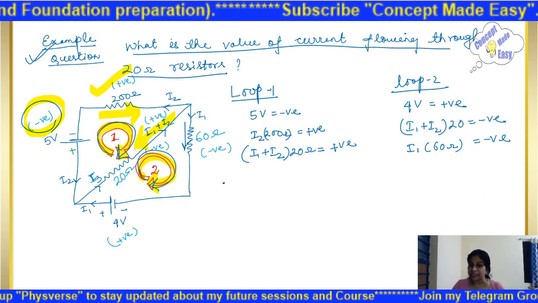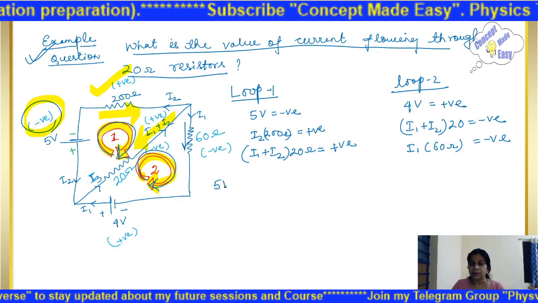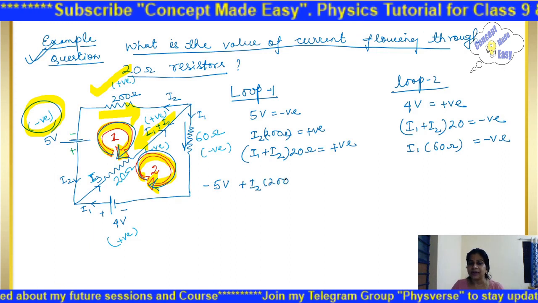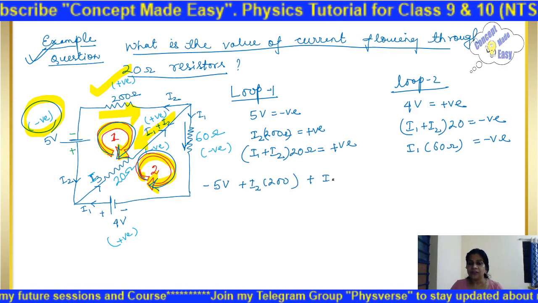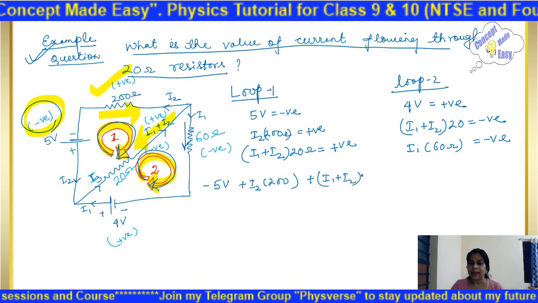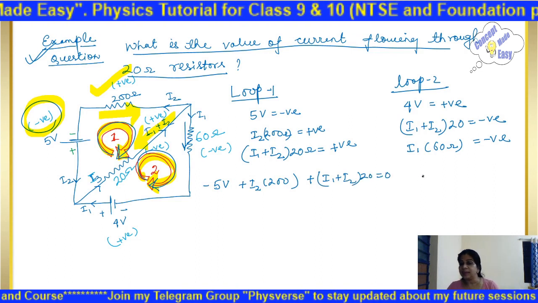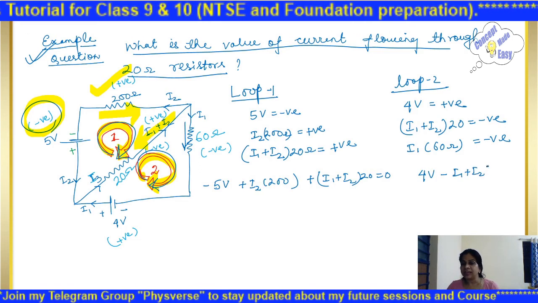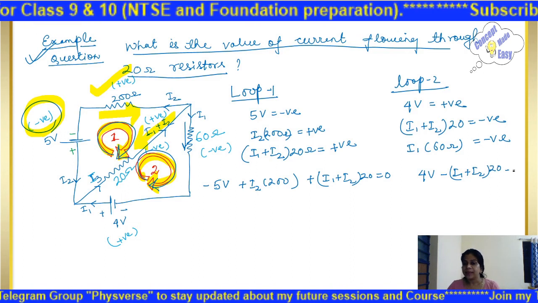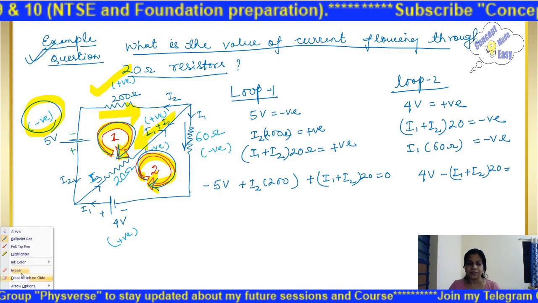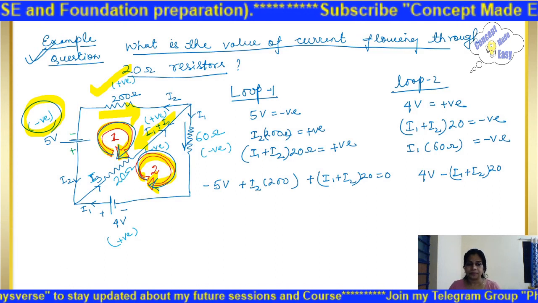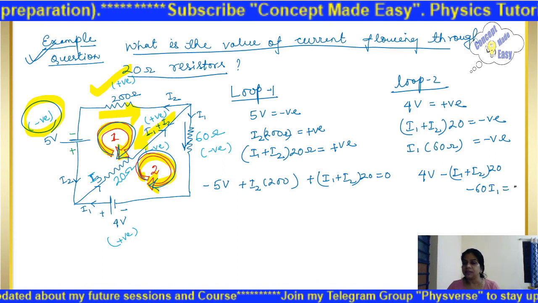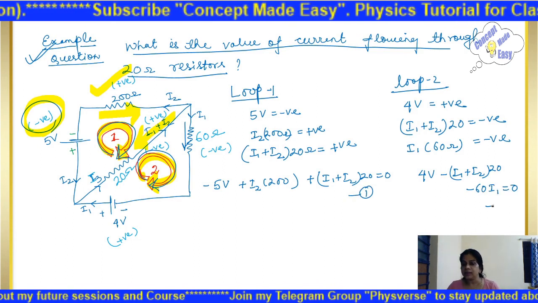So I can write the equations now very easily. This is minus 5 volt, then plus I2 into 200, then plus I1 plus I2 multiplied with 20 is equal to 0. Similarly, for loop 2, this is 4 volt minus I1 plus I2 multiplied with 20, then minus 60 I1 is equal to 0. This is my equation 1. This is my equation 2.